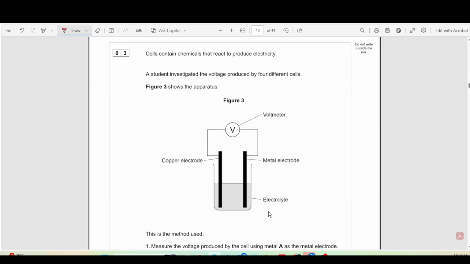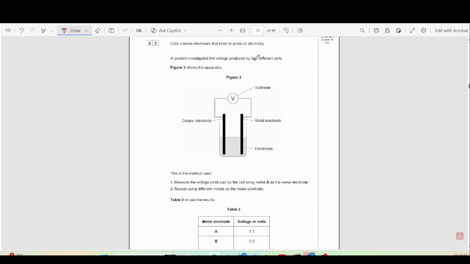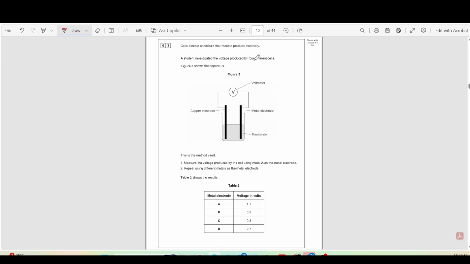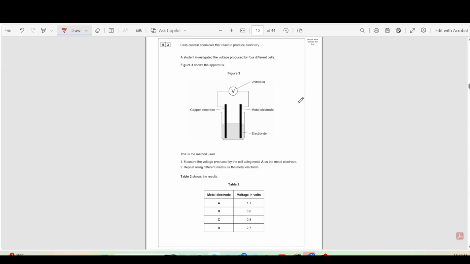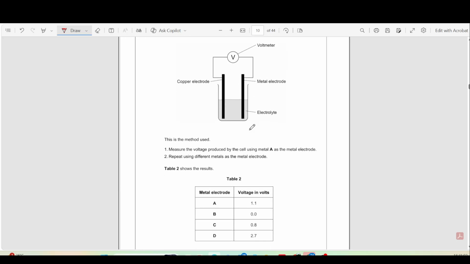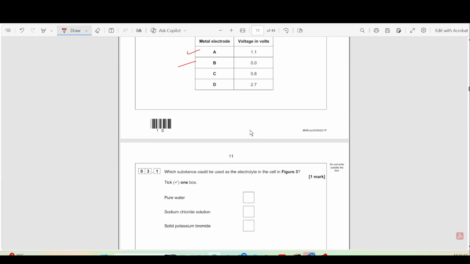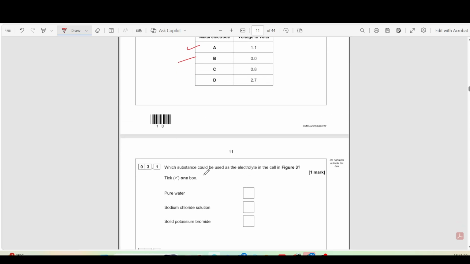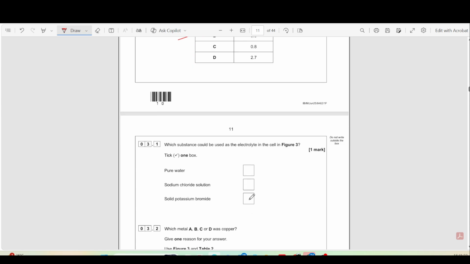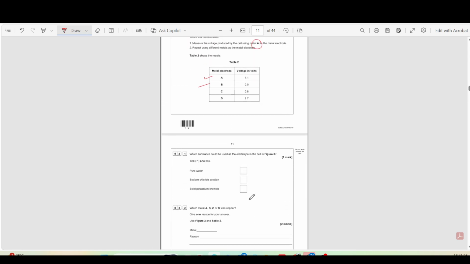So a cell contains chemicals that react to produce electricity. A student investigated the voltage produced by four different cells. You can see this is the method used to measure the voltage produced by the cell using metal A, B, and then repeat using different metals, and these are the voltages given in volts. It is asking which substance could be used as an electrolyte in the cell in figure 3.